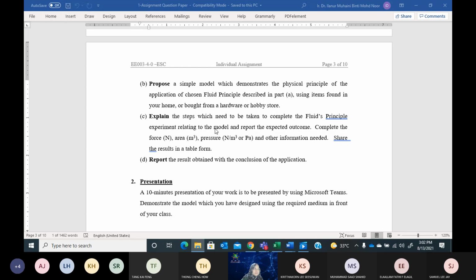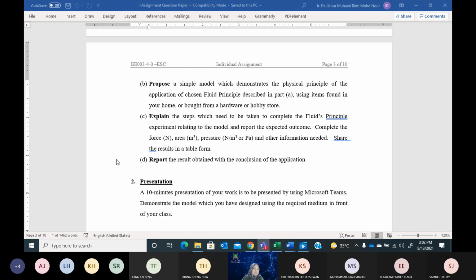After that, explain the steps which need to be taken to complete the fluid principle. So the steps are like you are making the lab experiment. Number one is gather all the components needed, with a list. In the video just now, it can be pipes, it can be different sizes of pipe also.